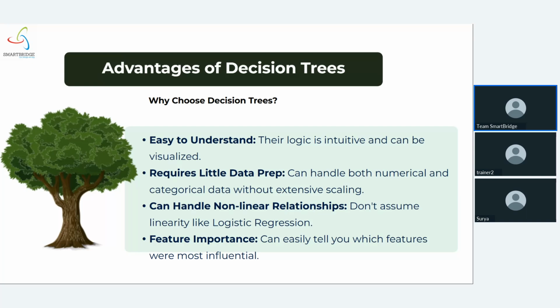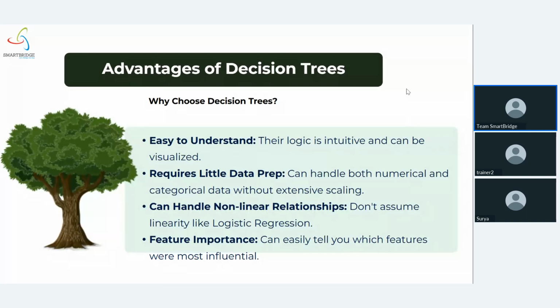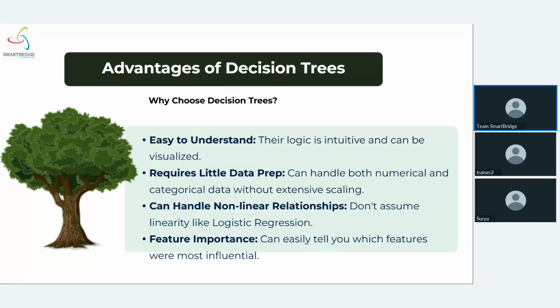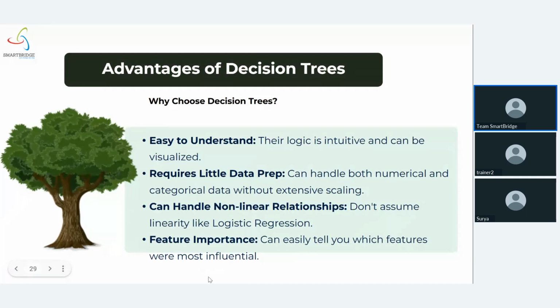So these are the advantages of decision trees. It is easy to understand because, as I told you, it is more visually intuitive, and you can understand by just looking at the image. Also, it requires little data preparation. You don't need to handle both numerical and categorical data with extensive scaling, and it can also handle nonlinear relationships. The feature importance can also tell us which features are influential. Also, if these features are not influential, we can directly prune them.